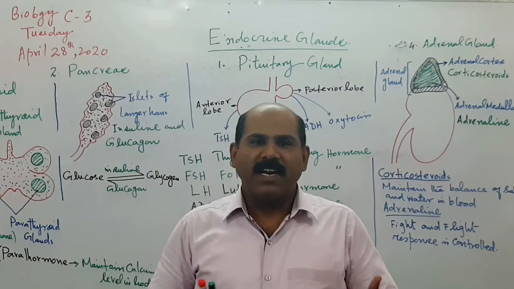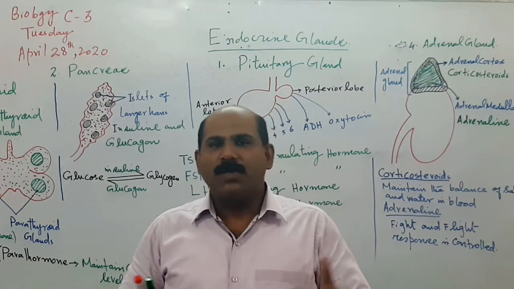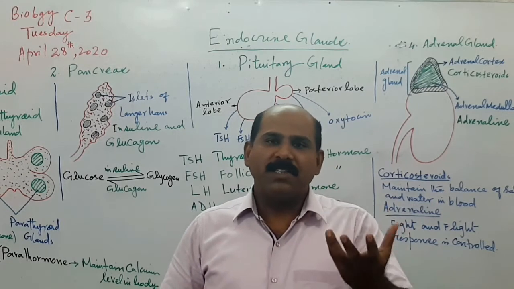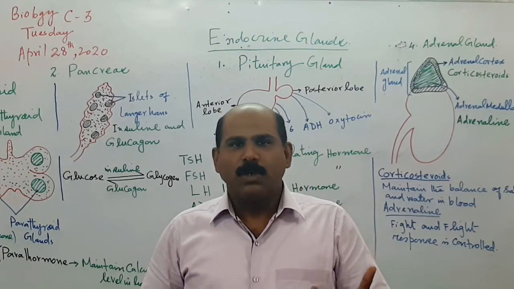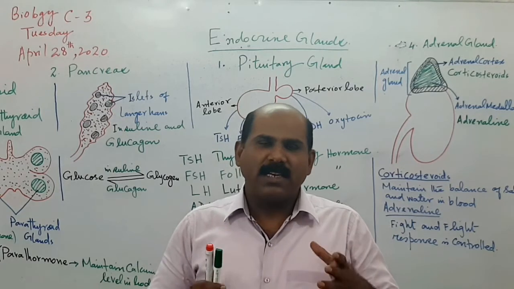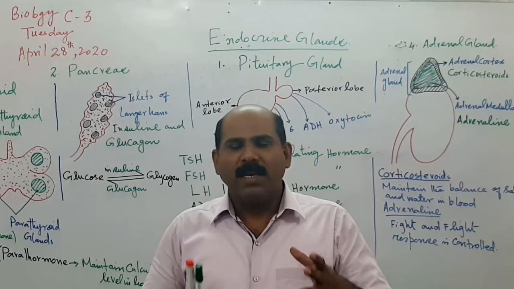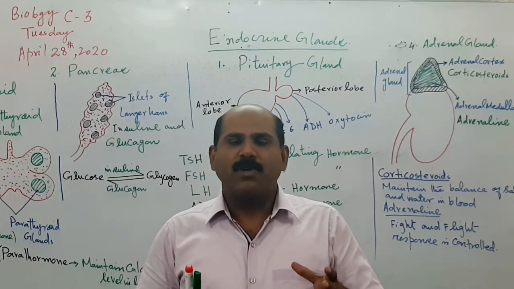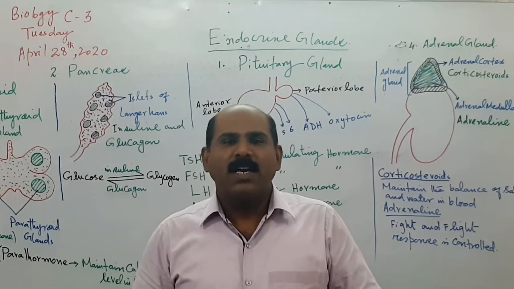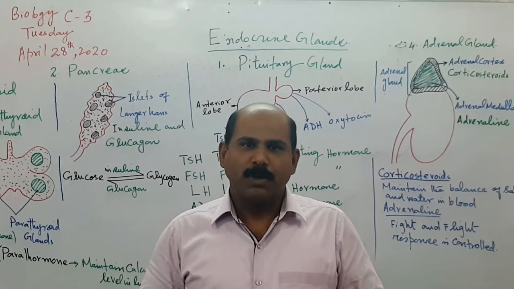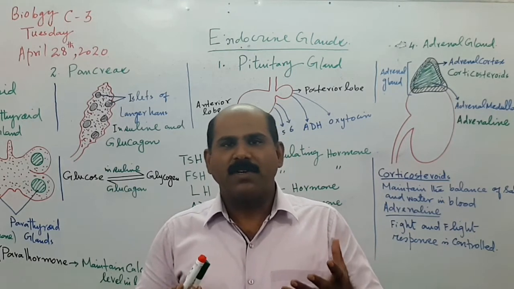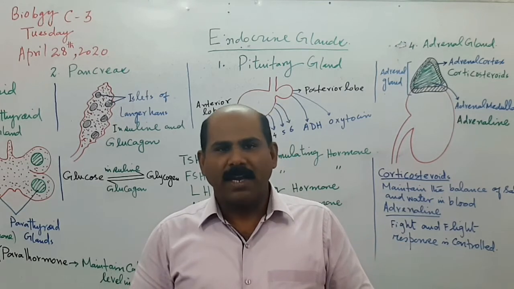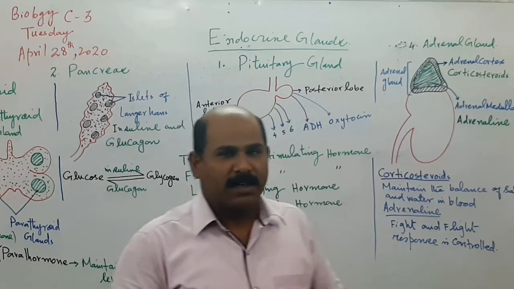Discussing the different endocrine glands, and how these different endocrine glands produce the different types of hormones. So today's lecture will be mainly based upon the structure of all these endocrine glands as well as their location. So let's start our lecture with the first gland that is present in our brain, and that is called the pituitary gland.